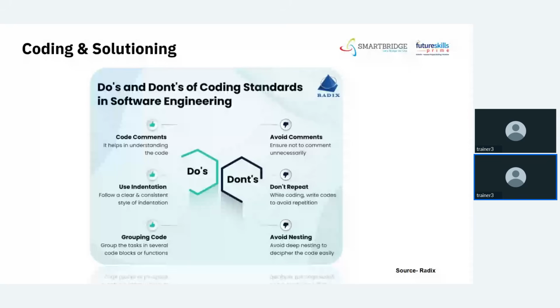Avoid nesting. Avoid deep nesting so you can debug your code easily. Avoiding nesting is nothing but making the code cleaner. Clumsy code may give you errors, so you need to take care of that. These are the ways you need to follow while writing your code. Is that clear?